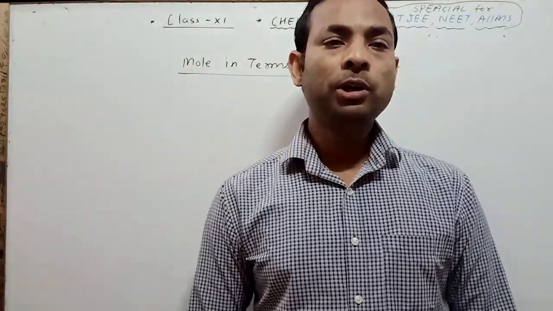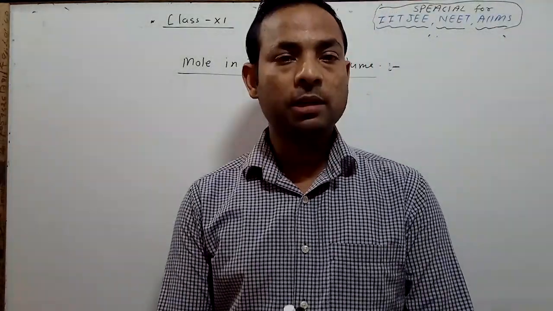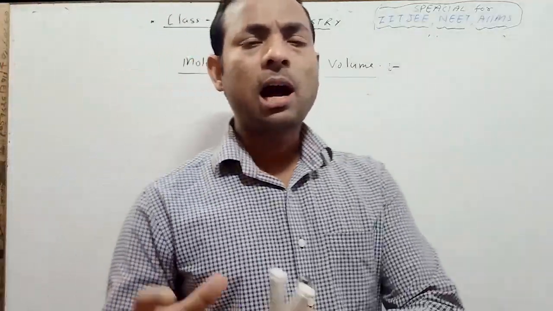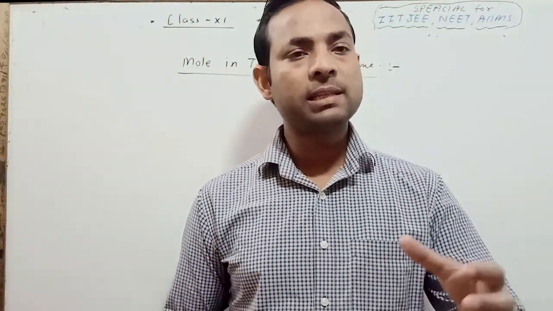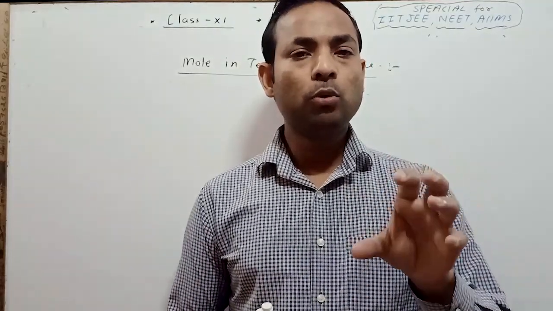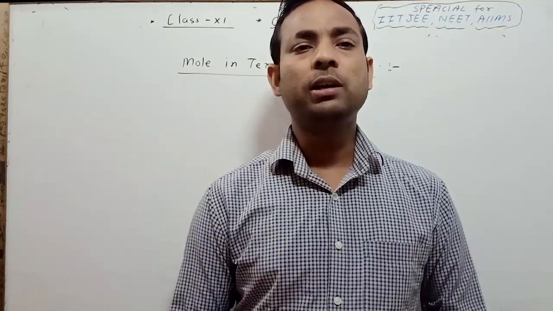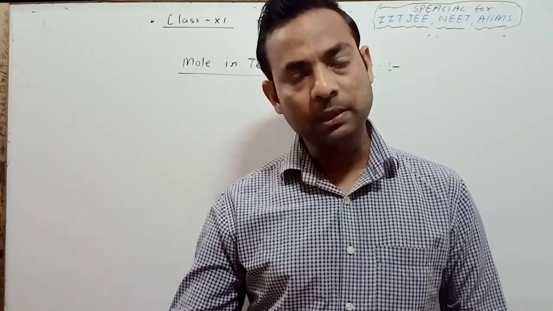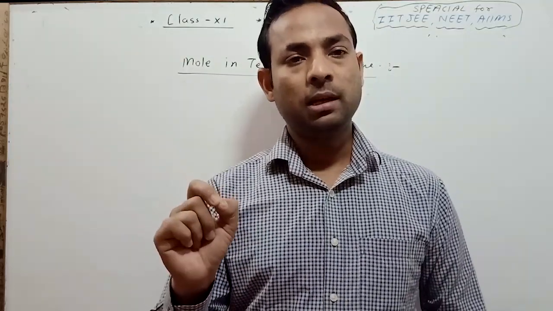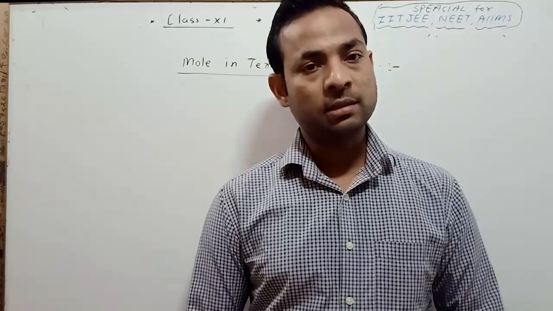Today, I am going to teach you moles in terms of volume. You know, all gases occupy space. That means 1 mole of a gas always occupies 22.4 liter volume at STP. STP full form is standard temperature and pressure. That volume is called the molar volume of a gas.